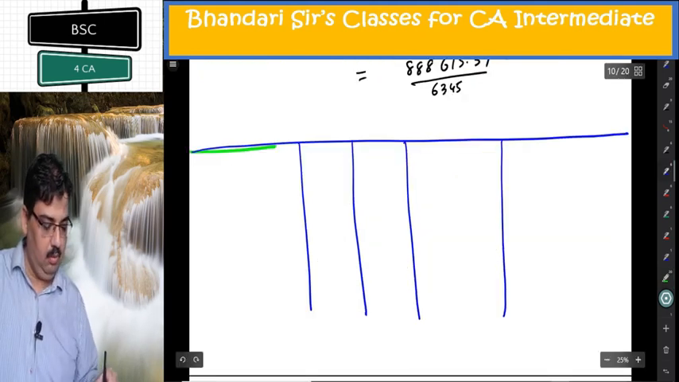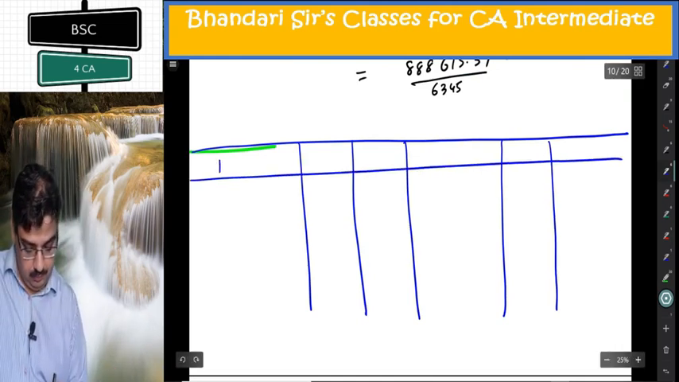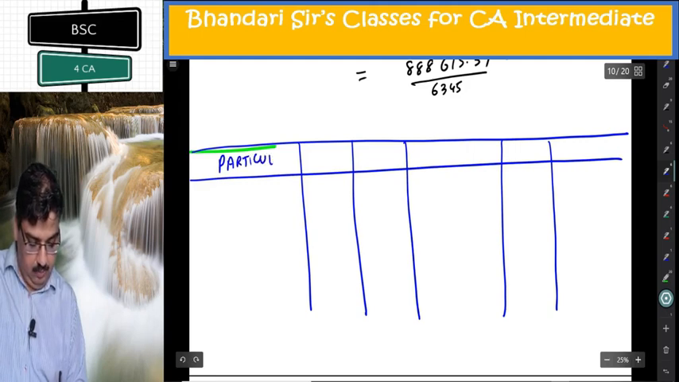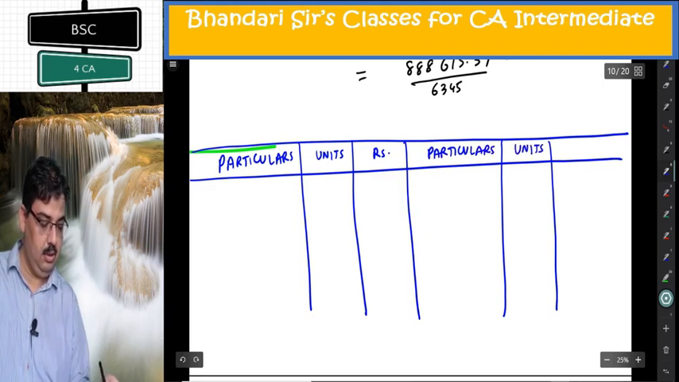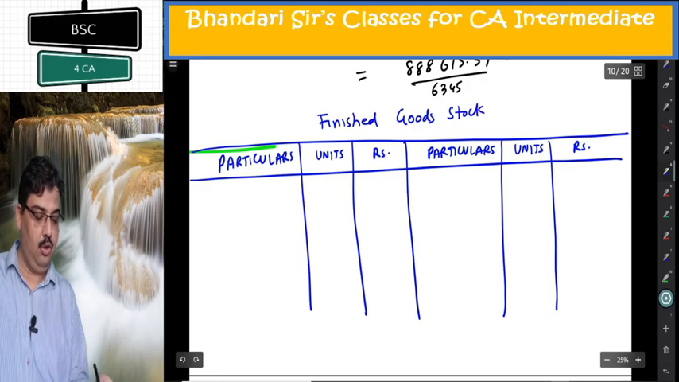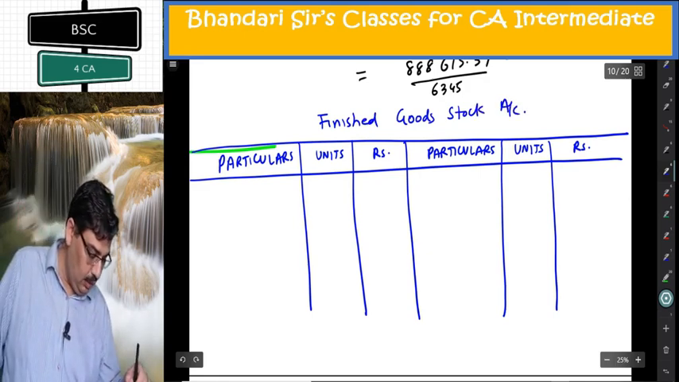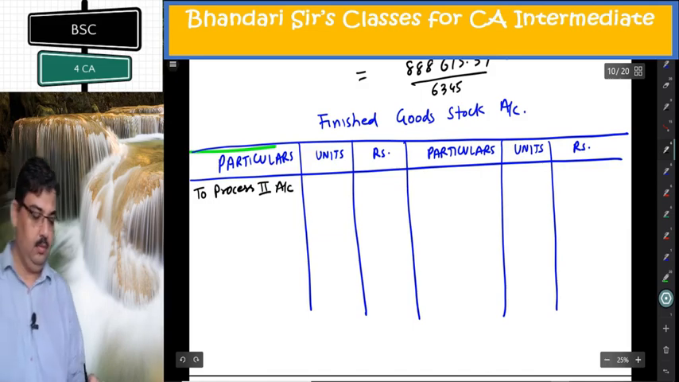It will be little smaller because you are going to only sell and keep in the closing stock. Particulars, units, rupees. Particulars, units, rupees. Finished goods stock account. It does not have any opening balance. It is getting from process 2 account. To process 2 account. So what did it get?